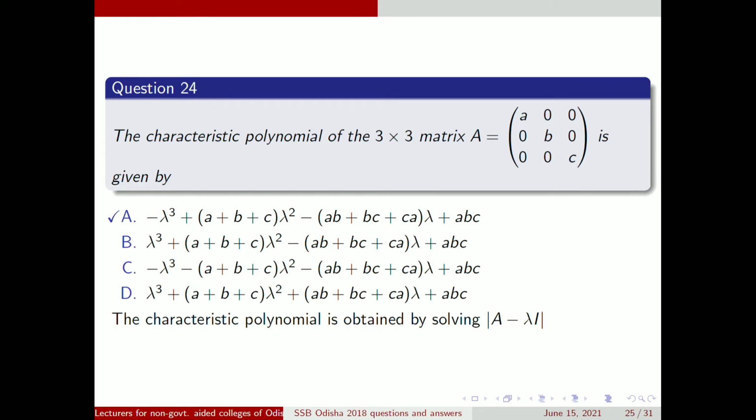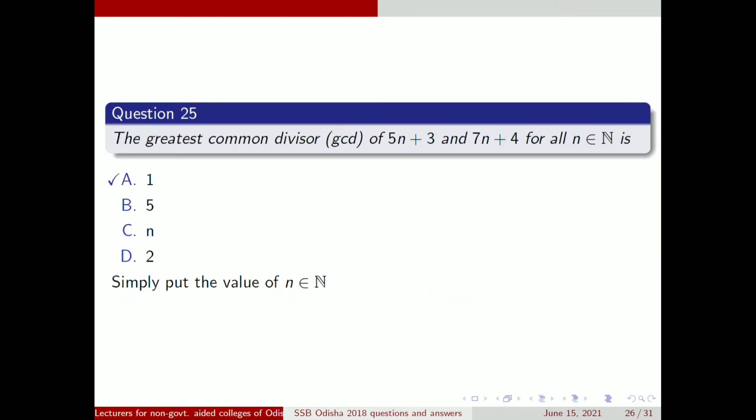Now question 25. Here we have to find the GCD of two numbers, that is 5n plus 3 and 7n plus 4, for n belonging to the natural number set N. To find this, simply put values of n belonging to N and find the GCD. That is, the correct answer is 1.